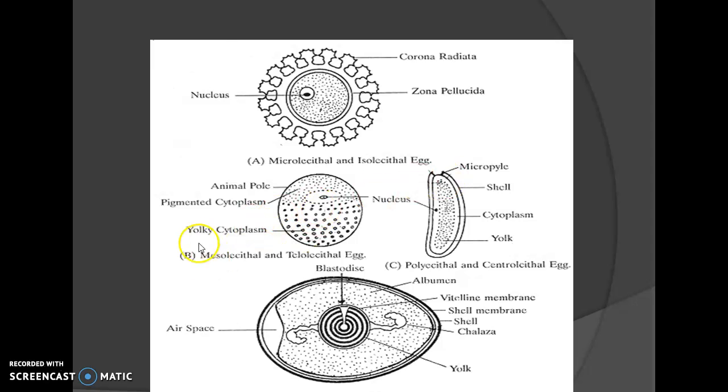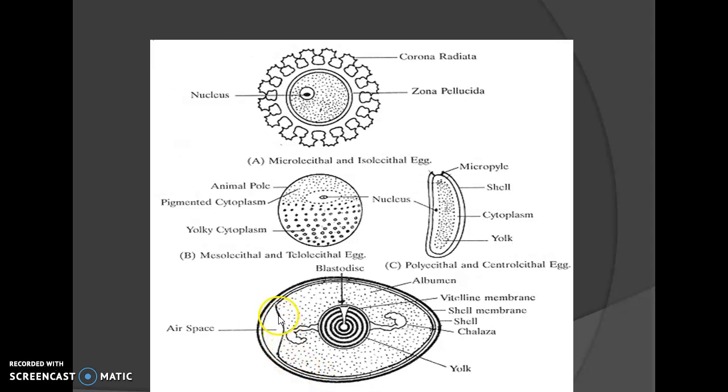Here you can see that the amount of yolk is moderate. Here in moderate amount the yolk is distributed mainly in the vegetal hemisphere. So this is a moderately telolecithal type, a mesolecithal type of egg. Okay, then extremely macrolecithal and extremely telolecithal type of egg.